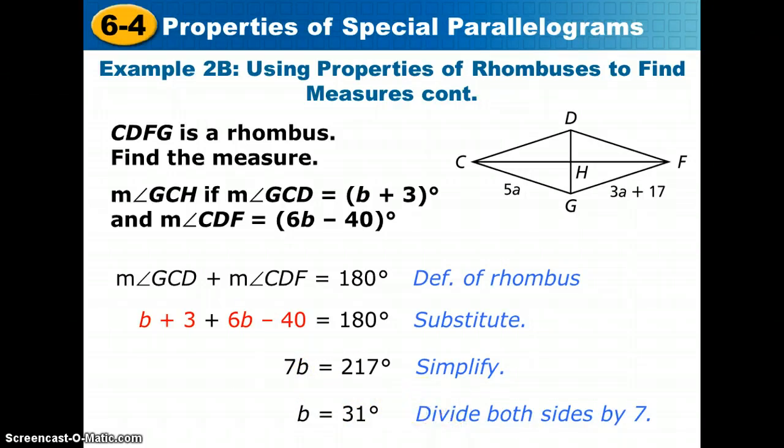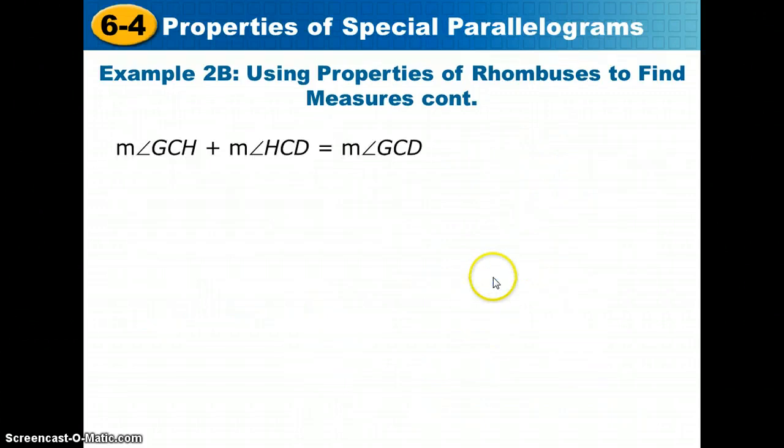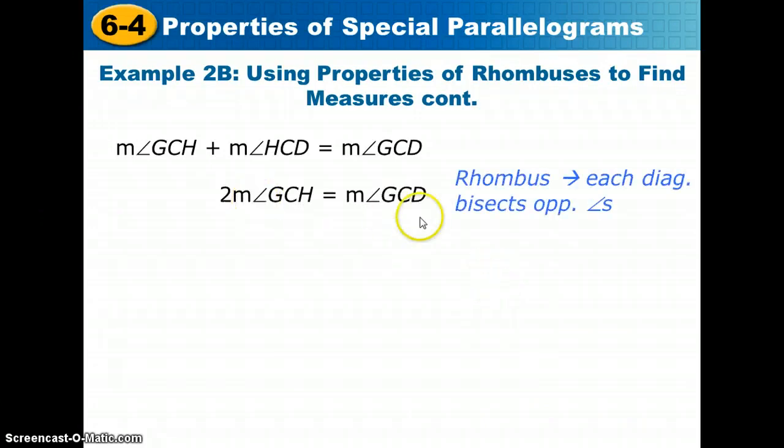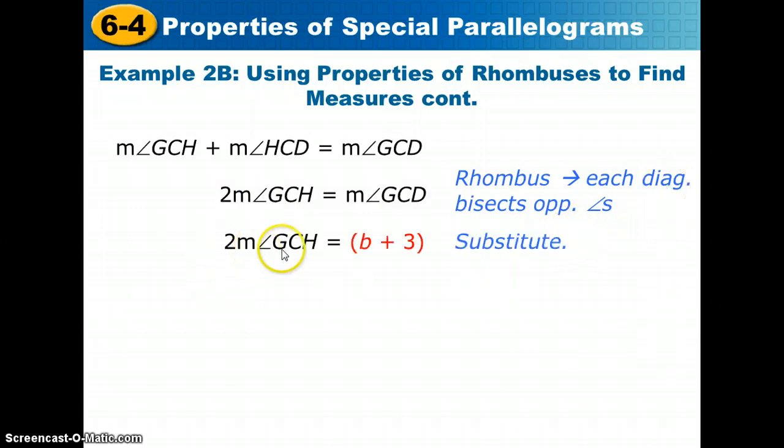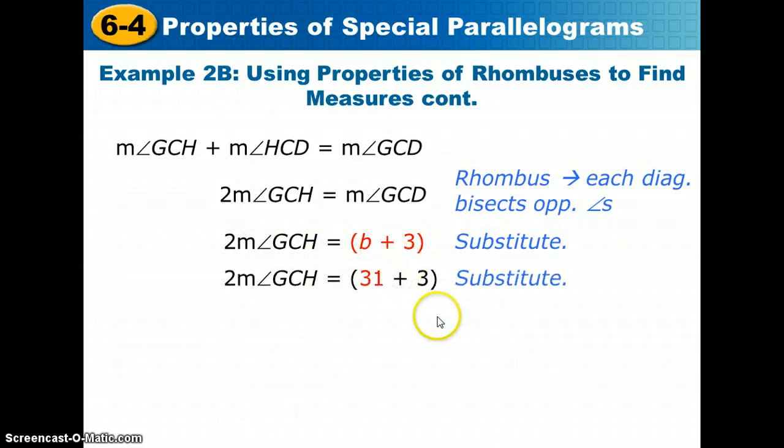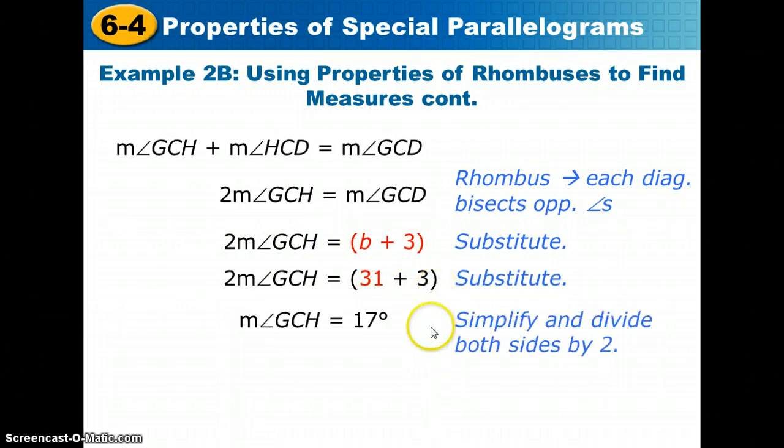Now we're not done with that. We have to take that value and plug it back in to find the measure of angle GCH. Remember this: rhombuses have diagonals that bisect a pair of opposite angles. So 2 times the measure of GCH is b plus 3. b was 31. So if I take that, add 31 plus 3, and then I divide both sides by 2, GCH is 17 degrees.